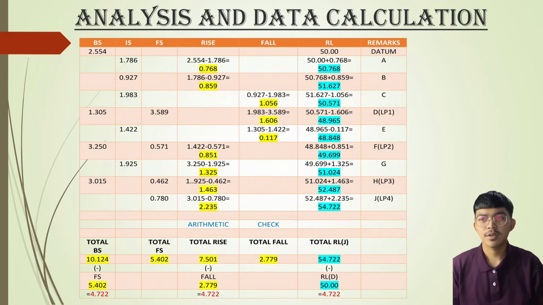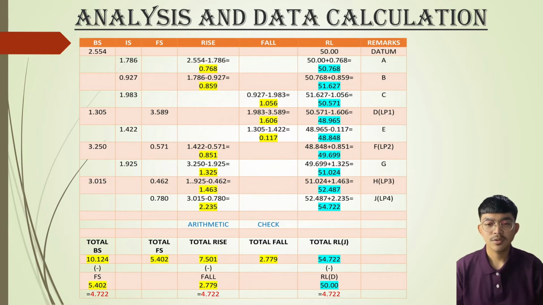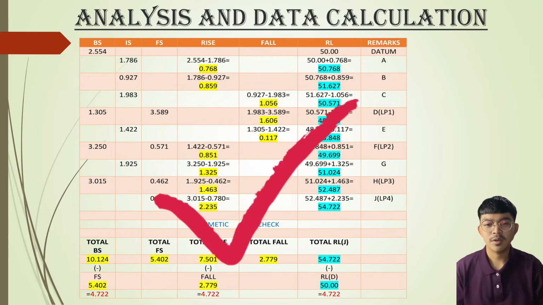The formula for the arithmetic check is total BS minus total FS, total rise minus total fall, and last RL minus first RL. So here we get the same answer, which is 4.722. It means our calculation is true without any error.